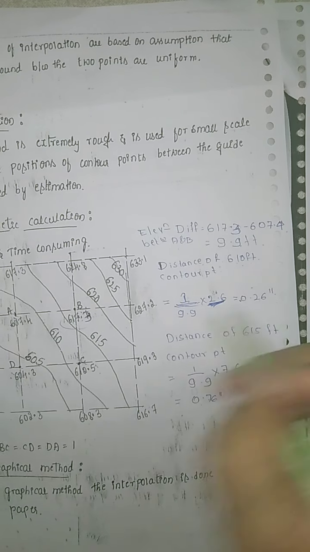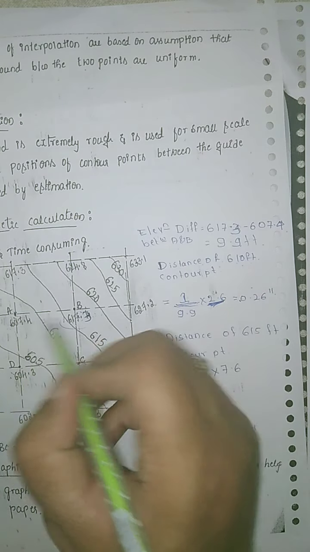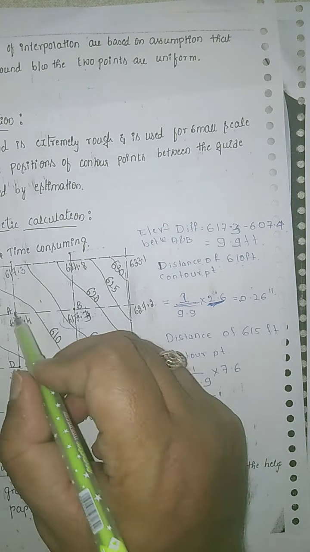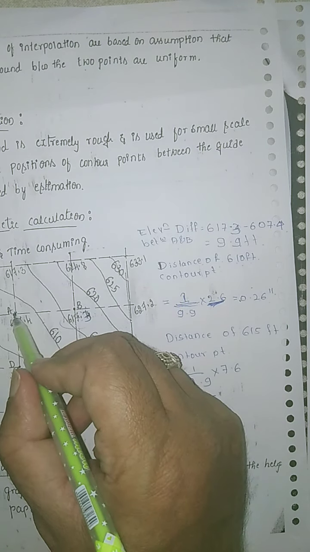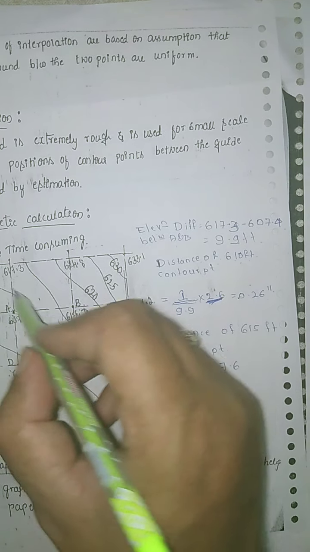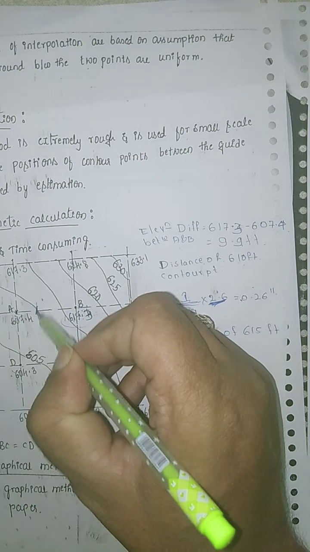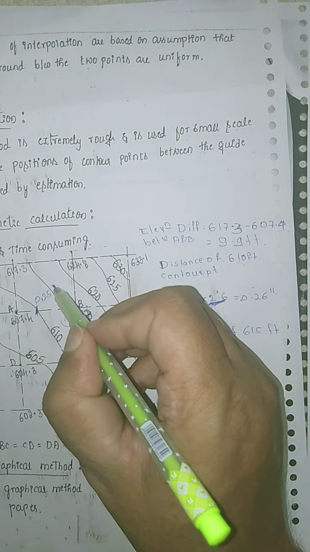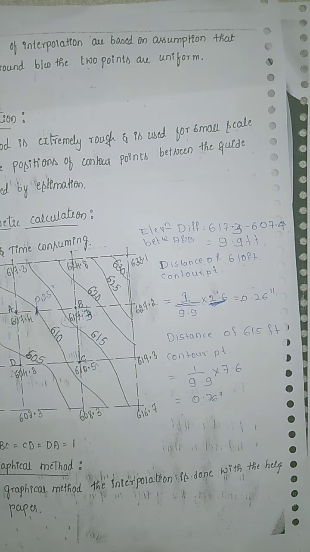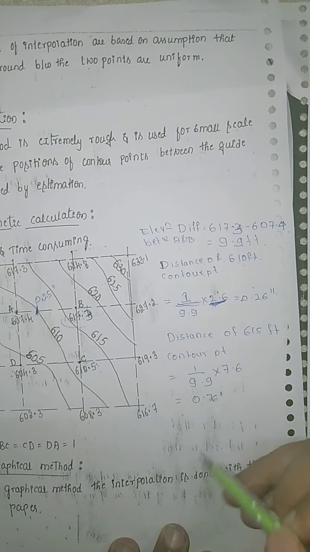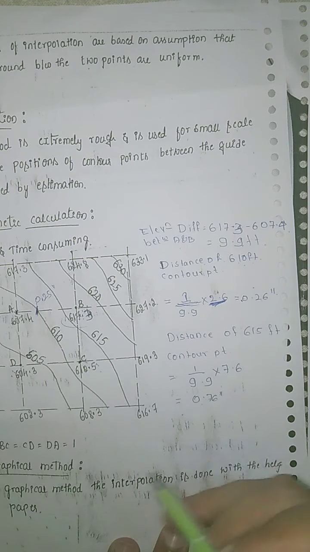So 0.26 inch. Here it was 1 inch, right? Here it was 1 inch difference. Now from A to B, in order to draw the 610 line, you will be drawing it 0.25 inches from A. Now similarly, if you want the 615 line from the point A, what are you going to do?